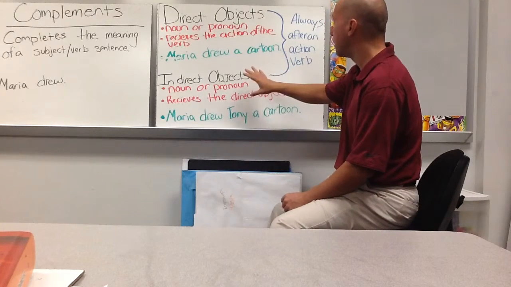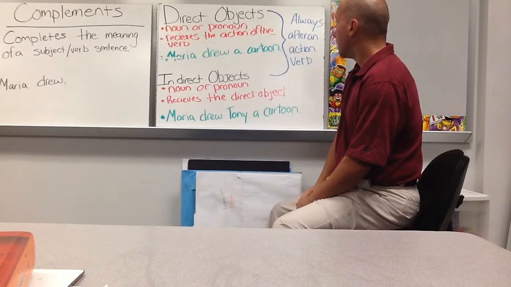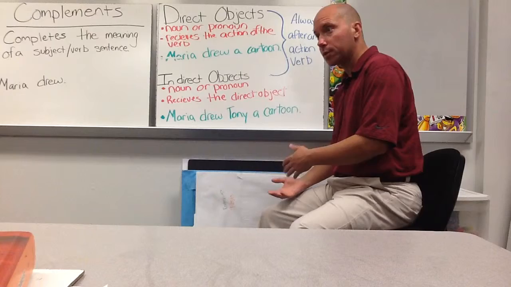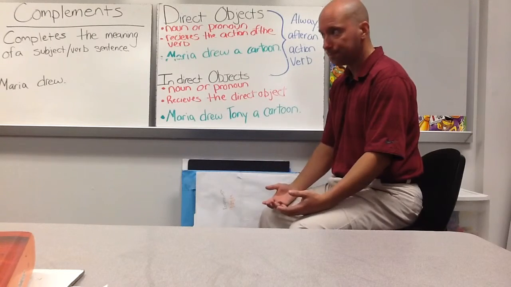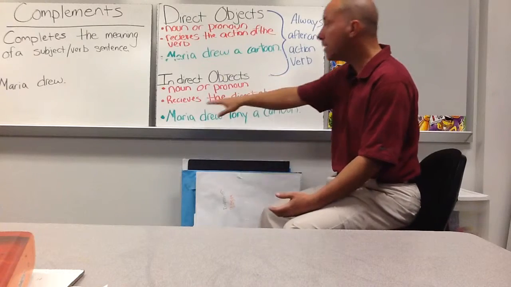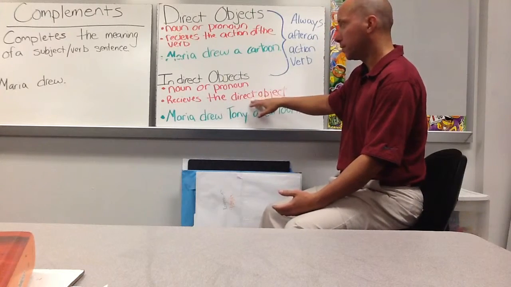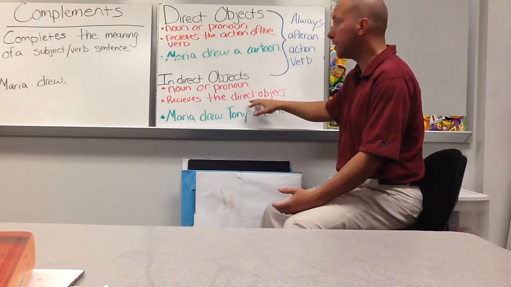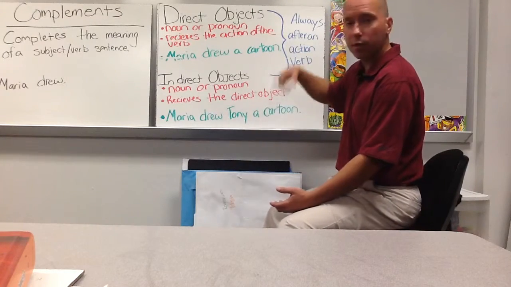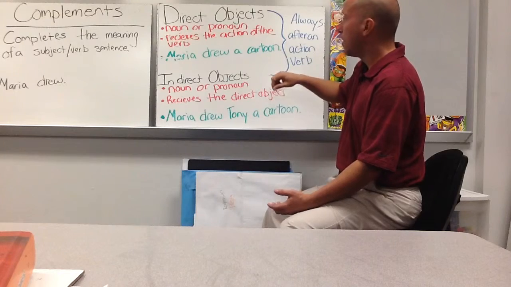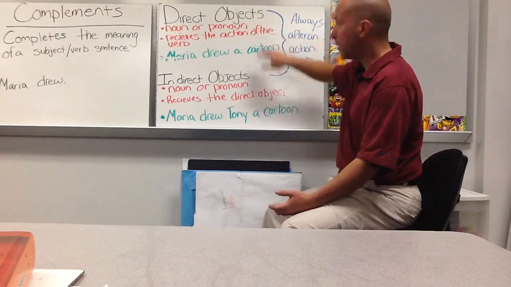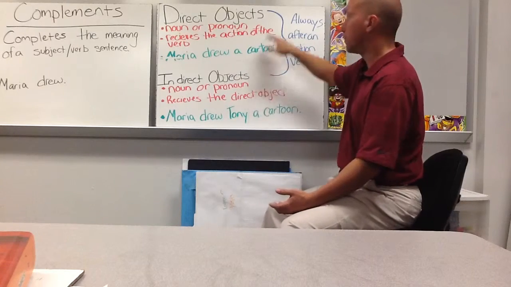Now our second type of complement that follows an action verb is an indirect object. Now in order to have an indirect object, you have to have a direct object, because an indirect object is also a noun or a pronoun, and it receives the direct object. Okay? So you can't have something that receives a direct object if there's no direct object. But it's not the same way the other way. You don't have to have an indirect object just because you have a direct object. But if you have an indirect object, you can only have that if there is a direct object for it to receive.